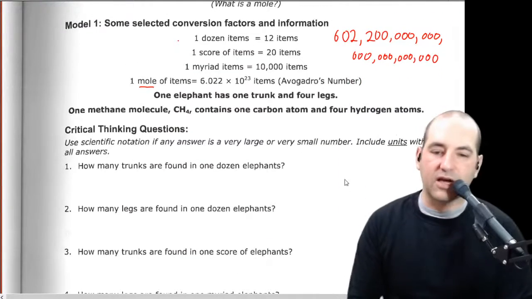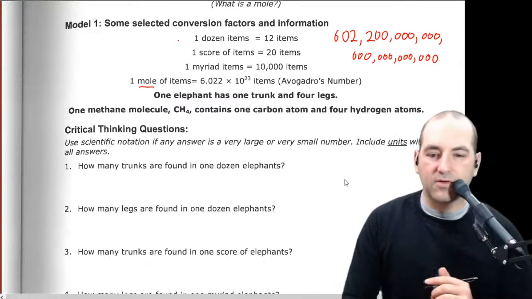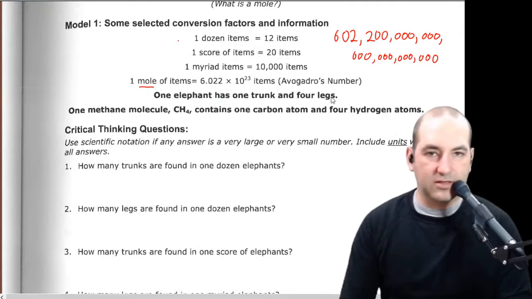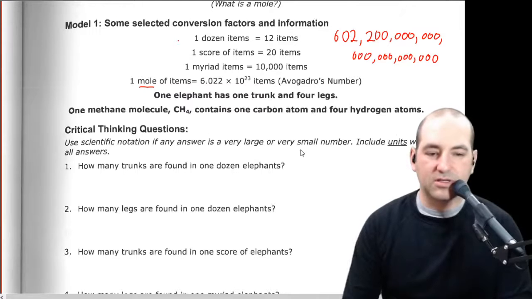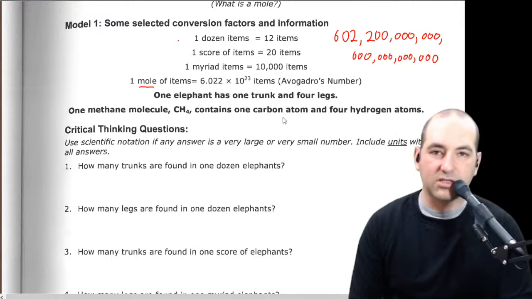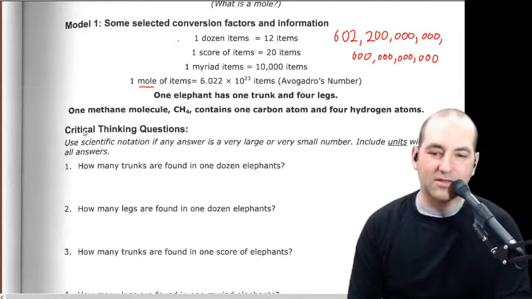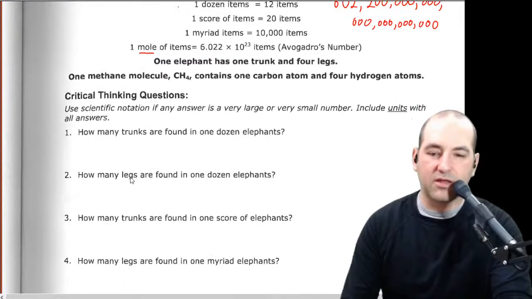So let's look at this document. We'll go through some of these together, and then I'll leave some of them for you to finish up. But I think you'll get the idea. It's not that difficult. All right. So one elephant has one trunk and four legs. And one methane molecule contains one carbon atom and four hydrogen atoms. So the point of these two definitions is this is something that is obvious and we know about, and this is maybe something that is less obvious, but we can think about how those are similar. All right, so let's answer some of these questions together.